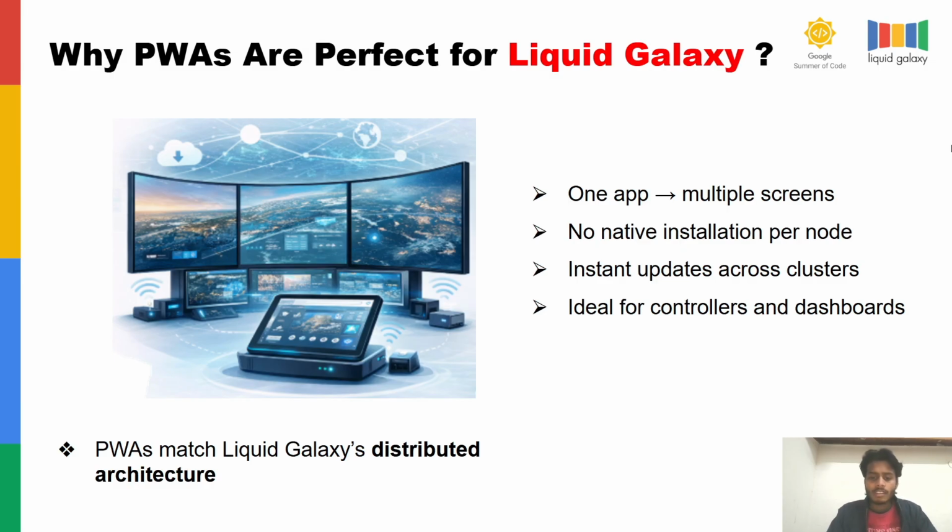Now that we understand what progressive web apps are, let's see why they are such a perfect fit for Liquid Galaxy. Liquid Galaxy has a very unique architecture. It is not a single device system, it is a distributed and multi-screen setup. PWAs match this architecture almost perfectly. First, one PWA can control multiple screens. Instead of running different applications on each screen, a single PWA can act as a control layer for the entire Liquid Galaxy cluster. This makes coordination much easier and more reliable.